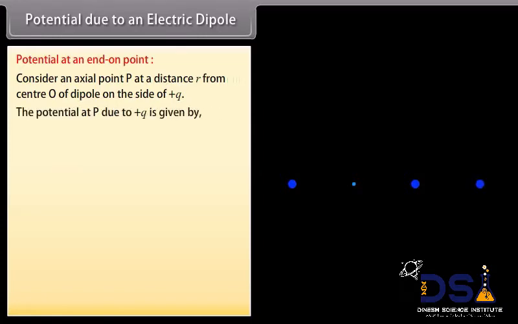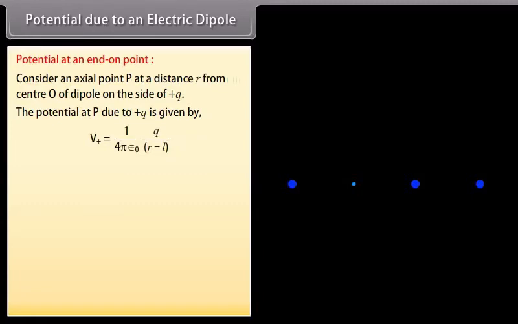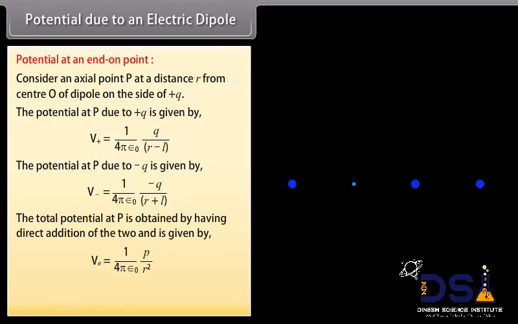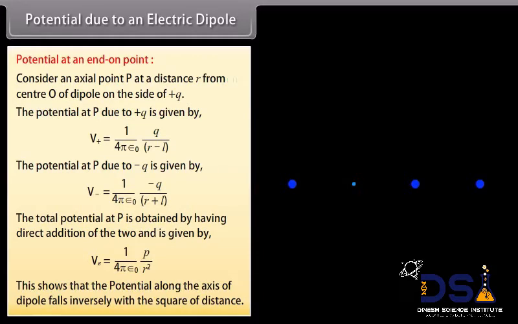The potential at P due to +q is given by V positive equals 1 upon 4 pi epsilon naught multiplied by q upon r minus l. The potential at P due to minus q is given by V negative is equal to 1 upon 4 pi epsilon naught multiplied by minus q upon r plus l. The total potential at P is obtained by direct addition of the two and is given by V_E is equal to 1 upon 4 pi epsilon naught multiplied by p upon r square. This shows that the potential along the axis of dipole falls inversely with the square of distance.